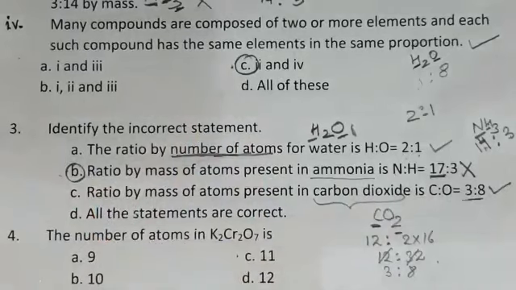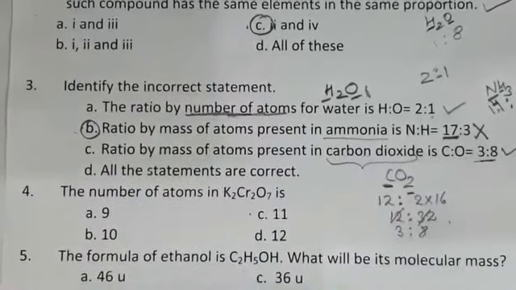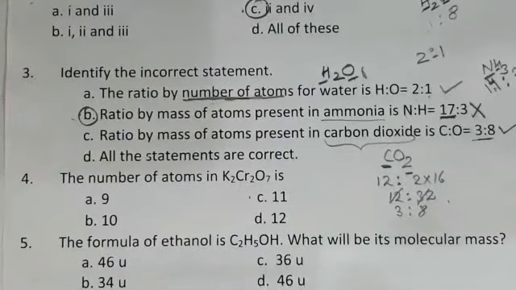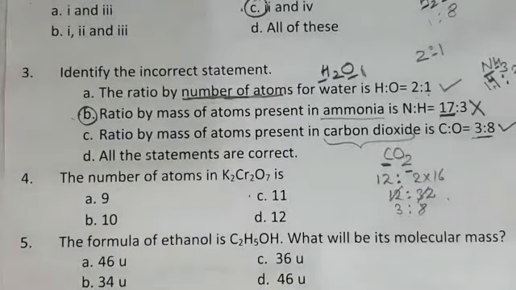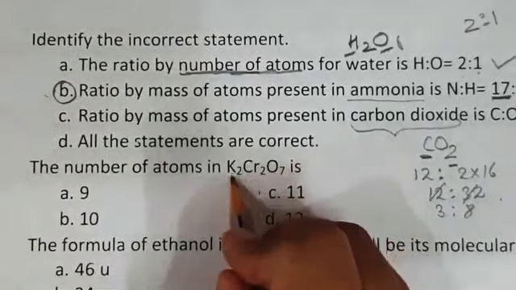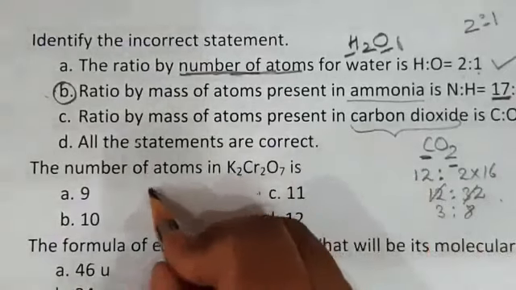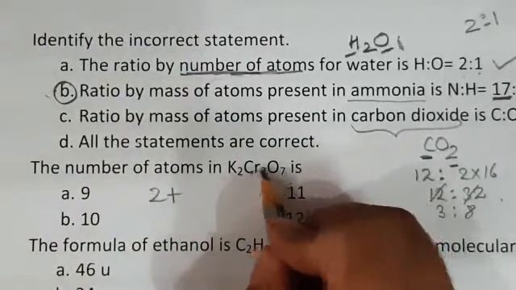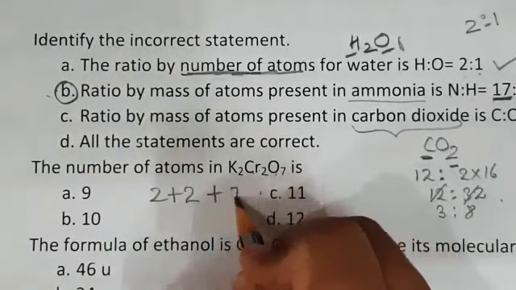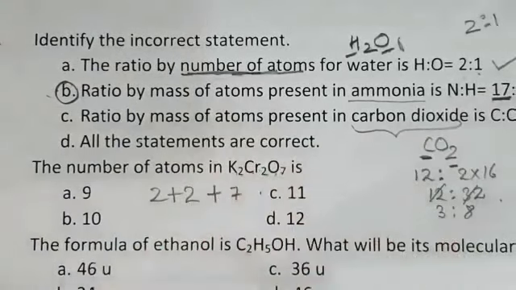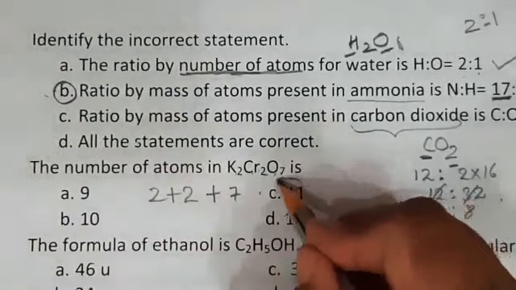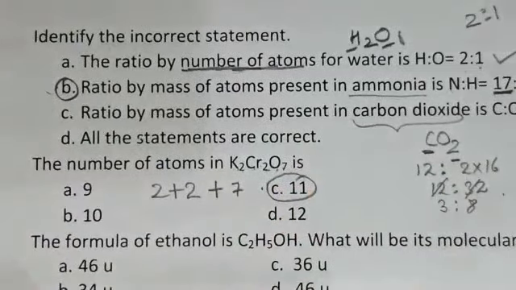Clear, students? Coming to question number 4, the number of atoms in K2Cr2O7. You have to calculate the number of atoms. You see in the question, how many atoms are there of K? 2. How many atoms are there of Cr? 2. How many atoms are there of oxygen? O7. So 2 plus 2 plus 7. It will be 11. So C option is correct.